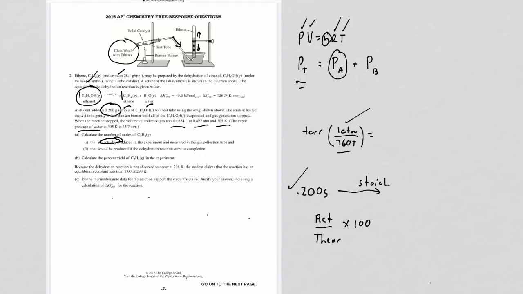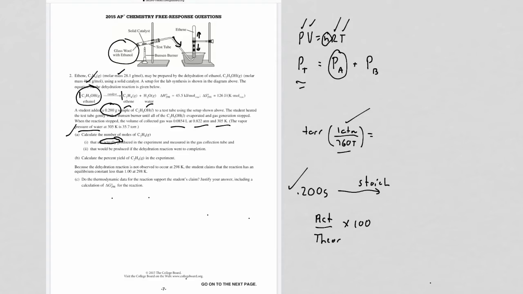All right. So that covers A and B. And then it says to you, do the thermodynamic data support the student's claim? Well, the student claimed that the reaction has an equilibrium constant of less than 1.